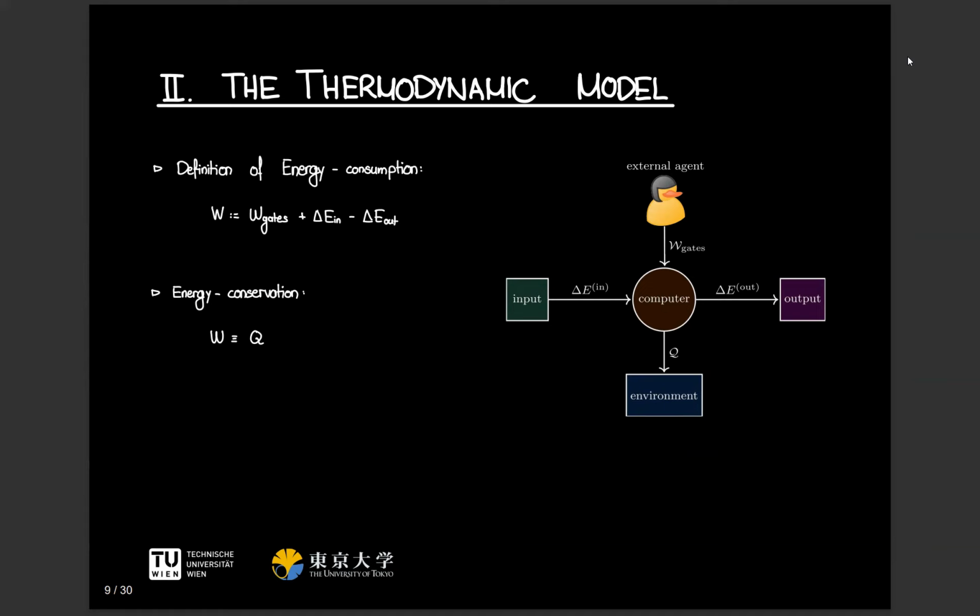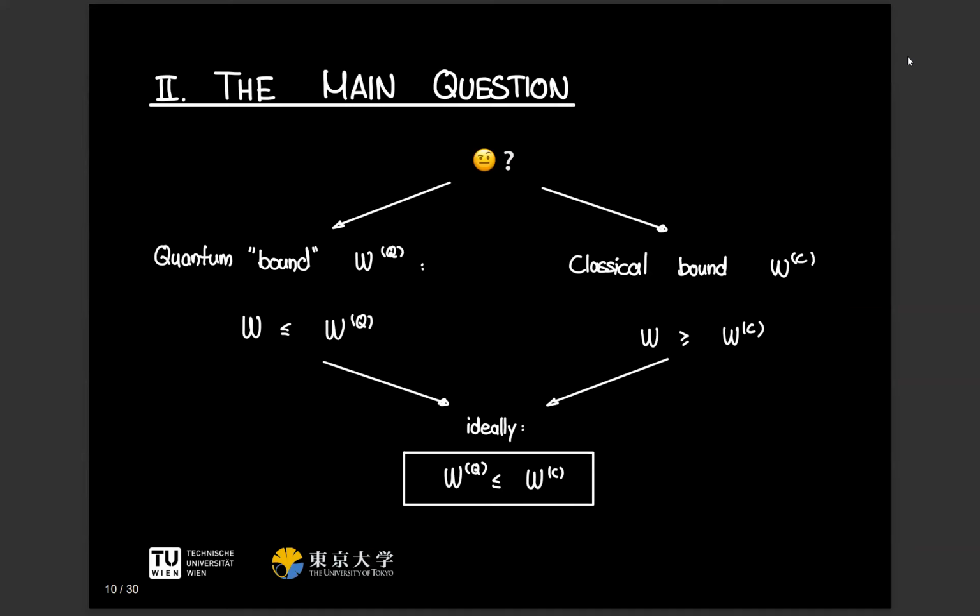to a net 0. And we will define the energy consumption as all the energy that the agent would have to invest to do this computation, including energy exchanges with input and output system coming from the oracle queries. And due to energy conservation, these energy exchanges have to be equal to the heat dissipated into the environment. And now the main question that we look at is, can we find some upper bound that is achievable for a quantum computer to solve this computational problem?